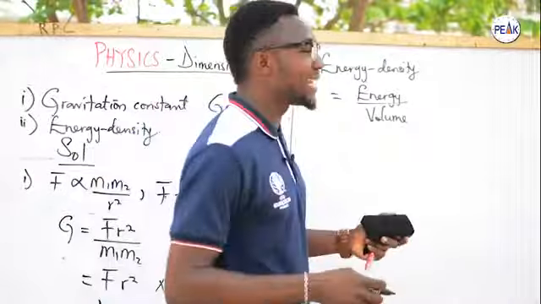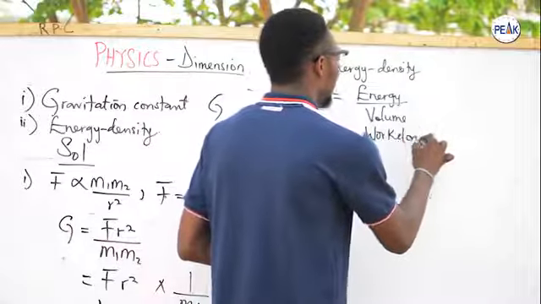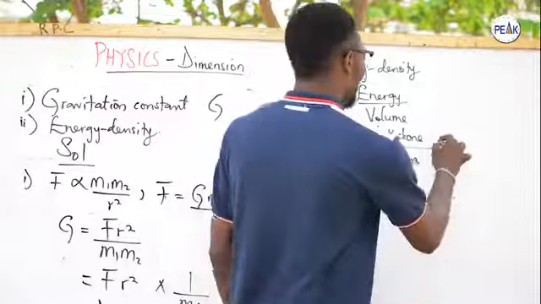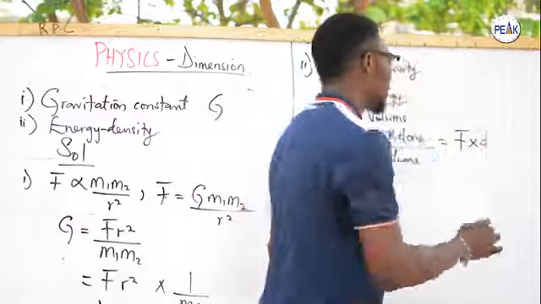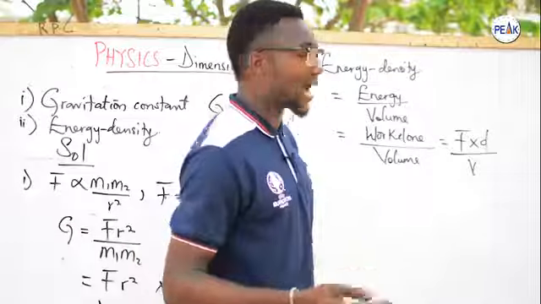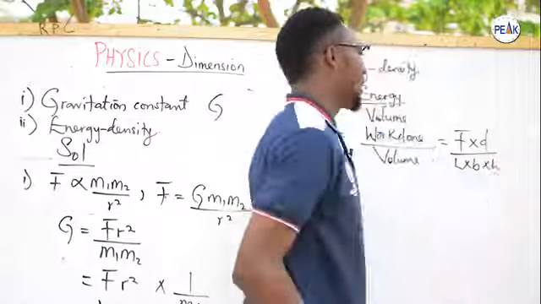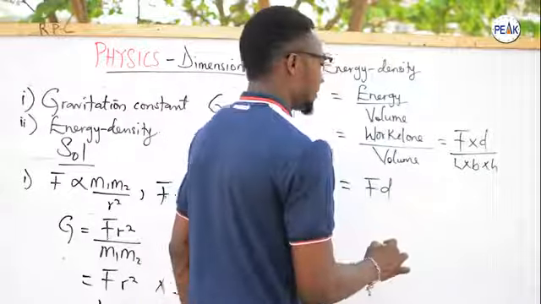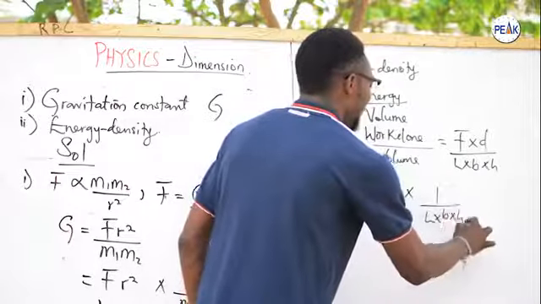So that simply means I can say that energy density is the same thing as work done divided by volume. Now, what is work done? Work done is actually force times distance in the direction of the force. This is force times distance. And then volume, of course, is V. Volume is length times breadth times height. Now, let us break this thing down. So I have force times distance multiplied by 1 over length times breadth times height.